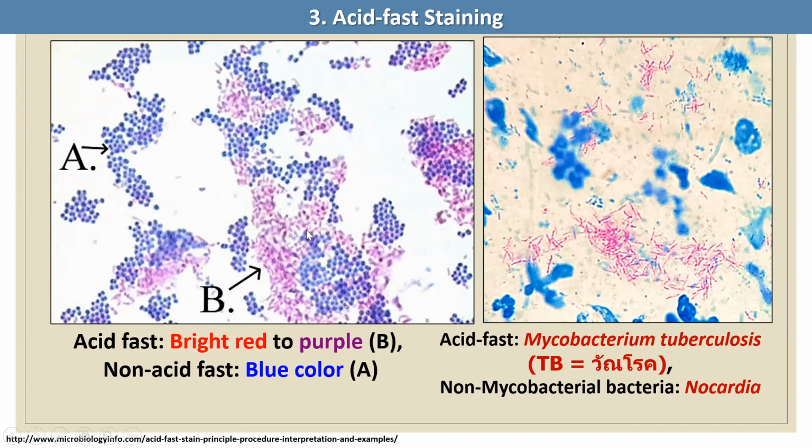Let's have a look at the first figure. The acid-fast staining organism will show in bright red to purple color. And for non-acid-fast bacteria, you will see them in blue color. For the TB or Mycobacterium tuberculosis, you can see they will be stained in red color here. And you can also observe their structure. And for non-mycobacterial bacteria, for example, Nocardia, you can see them in blue color.